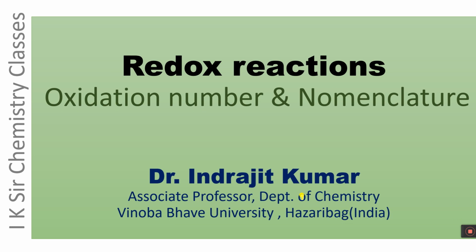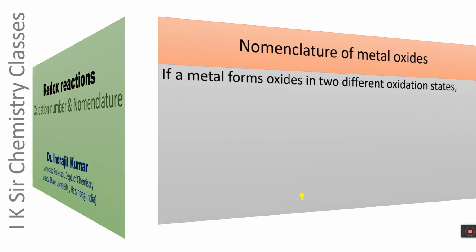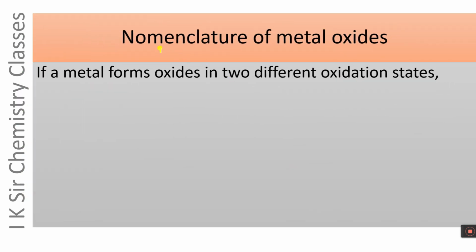So far, we have learned to calculate the oxidation number of an element in various molecules and ions. In this video, we will discuss the nomenclature of inorganic compounds based on oxidation number. Let us start our discussion with the nomenclature of metal oxides.